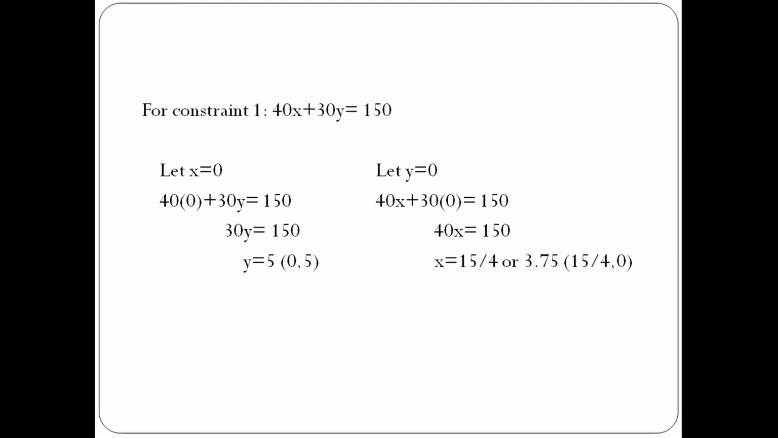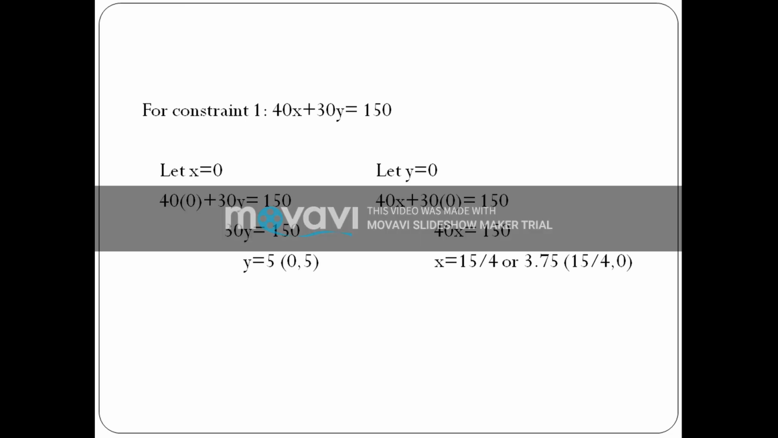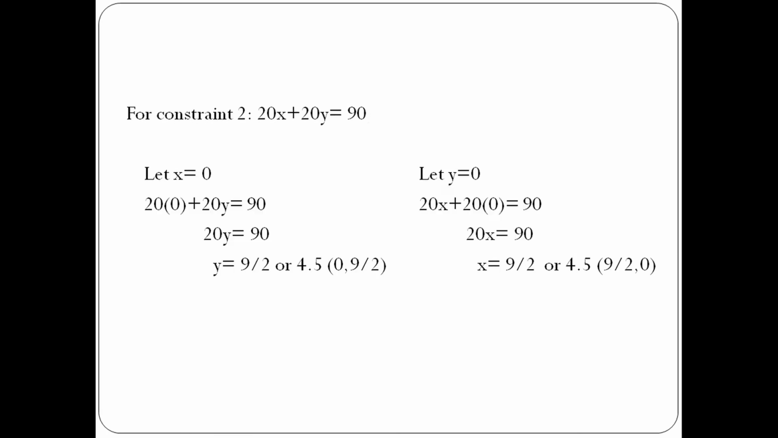Using the corner point method on a minimization problem, we first construct the feasible solution region by plotting each of the constraints. For constraint 1, 40x plus 30y equals 150. Let x be 0, y equals 5. Let y be 0, x equals 3.75. For constraint 2, 20x plus 20y equals 90. Let x be 0, y equals 4.5. Let y be 0, x equals 4.5.